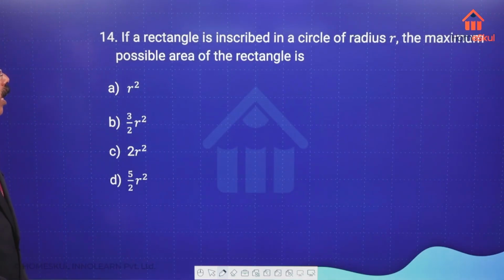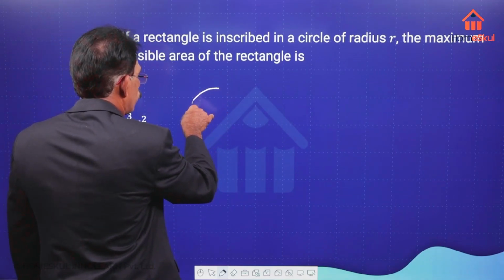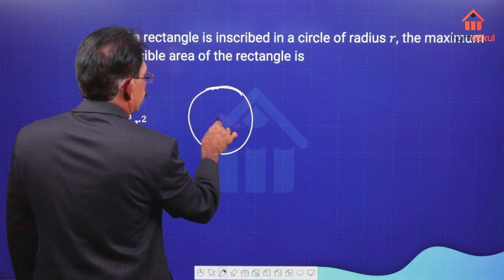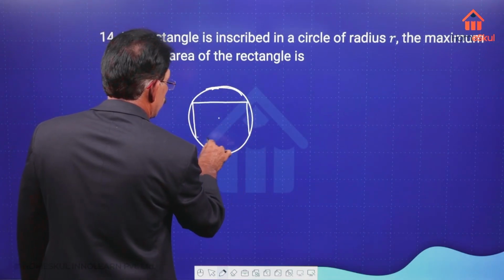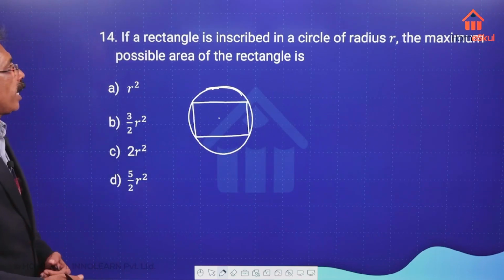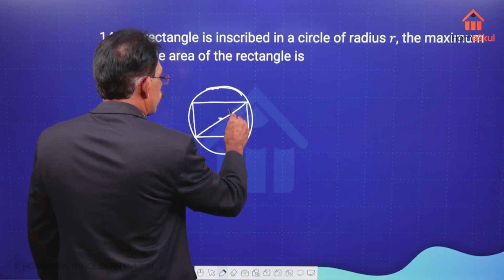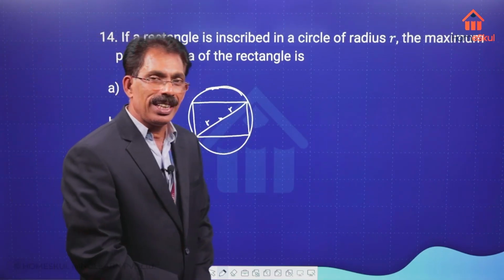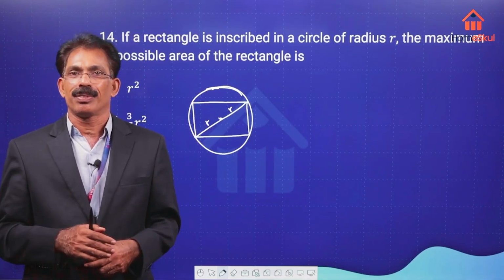If a rectangle is inscribed in a circle of radius r, what is the maximum possible area of the rectangle? Look at the circle. A rectangle is inscribed in a circle of radius r. This is r, and this is also r. Definitely, when the area becomes maximum, the rectangle will become a square.